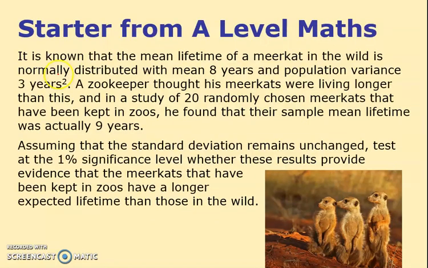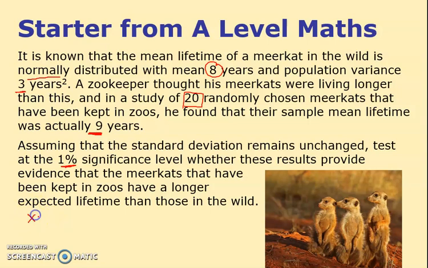So this is a starter from A-level maths. It says, it is known that the mean lifetime of a meerkat in the wild is normally distributed, that matters, normally distributed, with a mean 8 and a population variance of 3. A zookeeper thought his meerkats were living longer than this, presumably his meerkats in a zoo. And so he's tested 20 of them. He's got n is 20. And he found that those in the zoos actually were living until they were 9 years old. Assuming that the standard deviation remains unchanged, test at the 1% significance level whether these results prove that there's evidence that the meerkats in the zoos live longer than those in the wild.